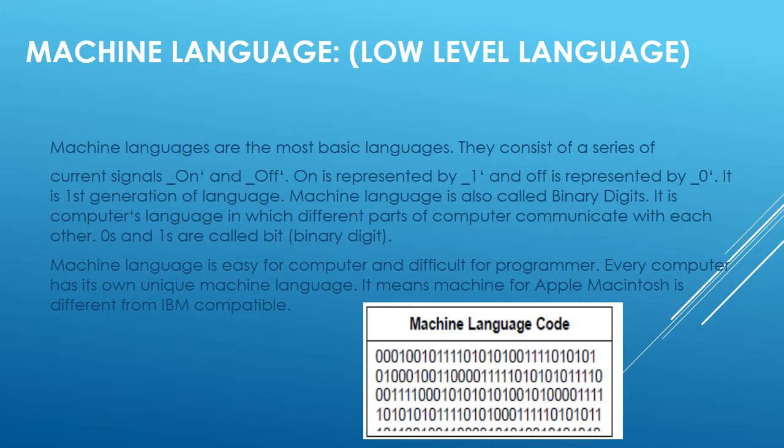So machine language is easy for the computer and difficult for the programmer. Every computer has its own unique machine language. It means machine language for Apple Macintosh is different from IBM compatible. So machine language is basically the language which uses instructions in the form of zeros and ones. So this is known as the low-level language.